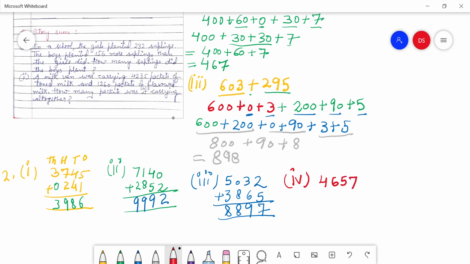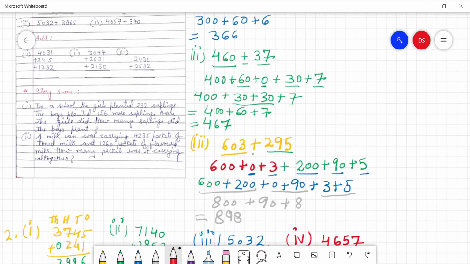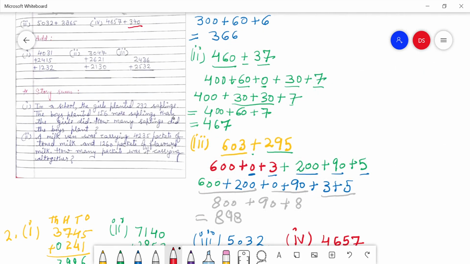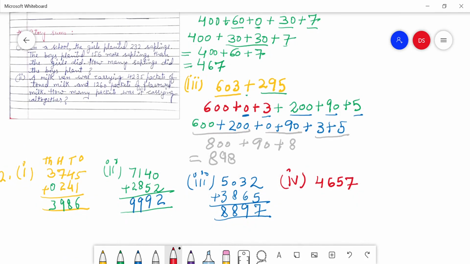4657. We have to add 3-digit numbers, 340 with it. You can see in the question paper, this is 340, a 3-digit number, and this is a 4-digit number. So we will start writing from the right side, 340. In this way we balance the lines, columns. This is 7, 9, 3 plus 6, 9 and 4. So the answer is 4997. In this manner we have completed the second question also.